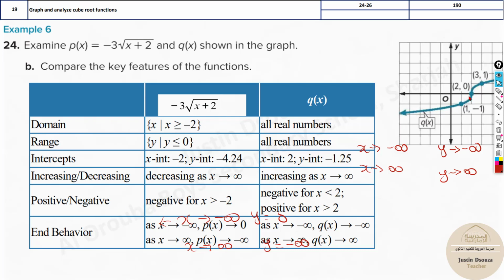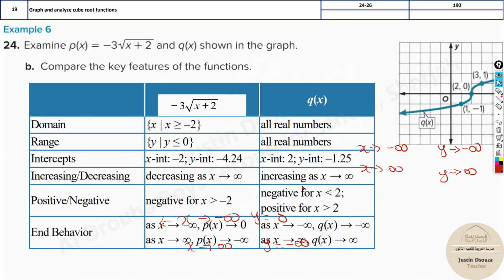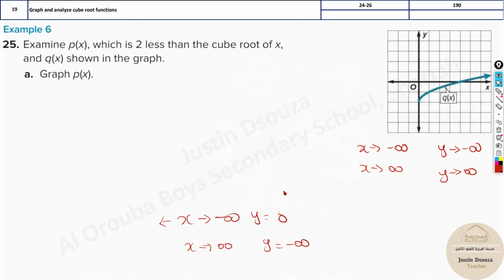Then positive and negative over here, you can tell which parts are negative. Whenever x values are less than 2, it's negative. Greater than 2 is positive. Over here, whatever is greater than minus 2 is only negative. There is only a negative part of this square root function. So these are some comparisons. It's a very straightforward comparison. Nothing much in this. Same way over here.